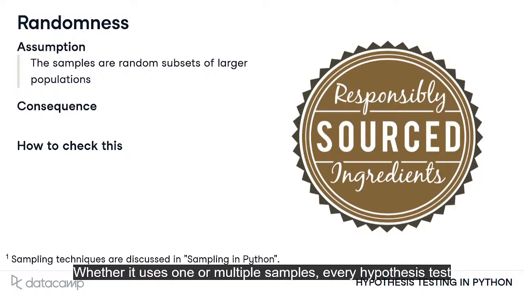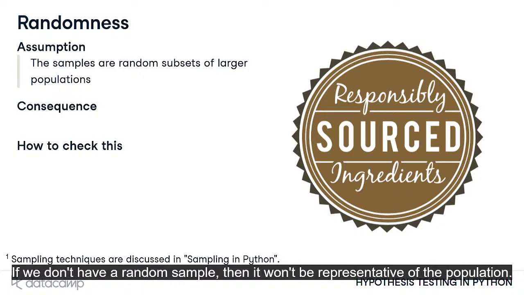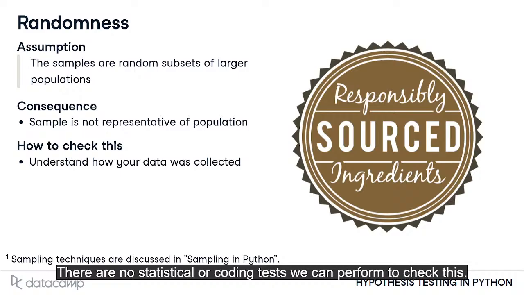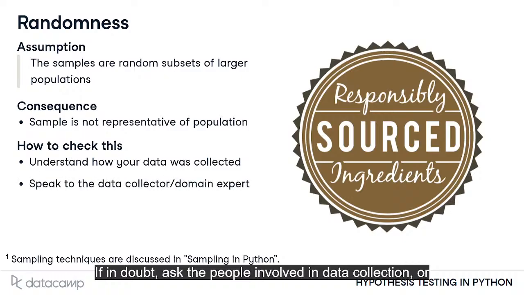Whether it uses one or multiple samples, every hypothesis test assumes that each sample is randomly sourced from its population. If we don't have a random sample, then it won't be representative of the population. To check this assumption, we need to know where our data came from. There are no statistical or coding tests we can perform to check this. If in doubt, ask the people involved in data collection, or a domain expert that understands the population being sampled.